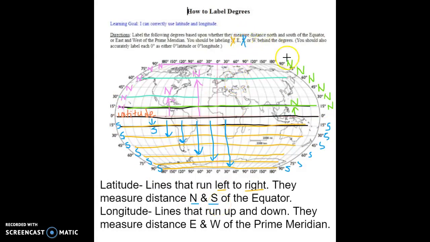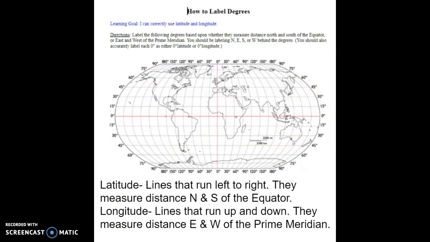All right, let's look at our degrees east and west. We have a blank map here again. Our goal is to label these lines up top and the bottom with east or west. I know that they have to be east or west because longitude lines measure distance east or west of the prime meridian. So we always start off at 0.